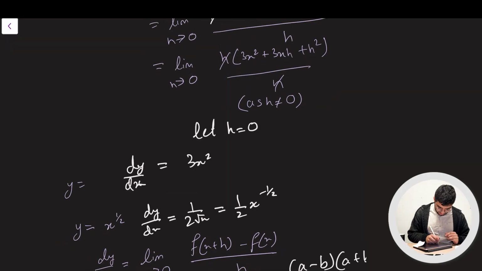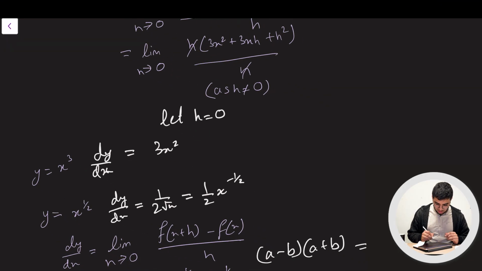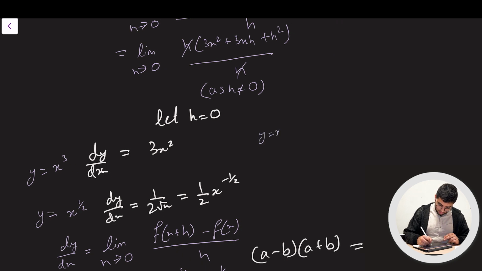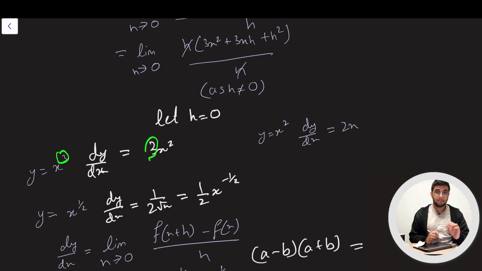Okay, so let me just write this down. Y is equal to x cubed. And we also know one more thing, that when y is equal to x squared, then dy on dx is equal to 2x. Now, if you look closely, there is a pattern, okay? When we differentiate something, x to the power of something, this power ends up behind the x, okay? So it's multiplied to it.